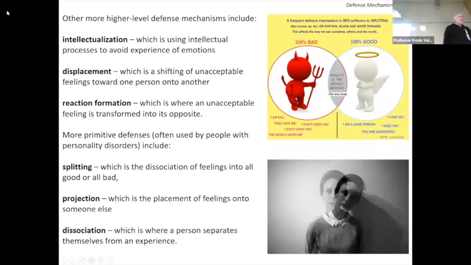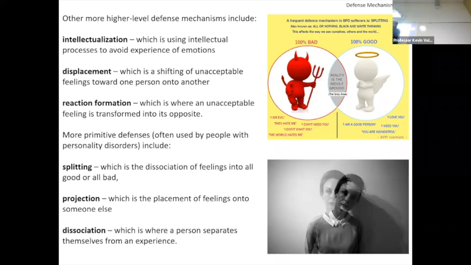Okay, so higher level defense mechanisms: intellectualization, using intellectual processes to avoid the experience of emotions. You guys are all doctoral students, so I'm guessing every single one of you does this to some degree because you wouldn't be here otherwise. You wouldn't be able to tolerate being a doctoral student unless you used intellectualization.